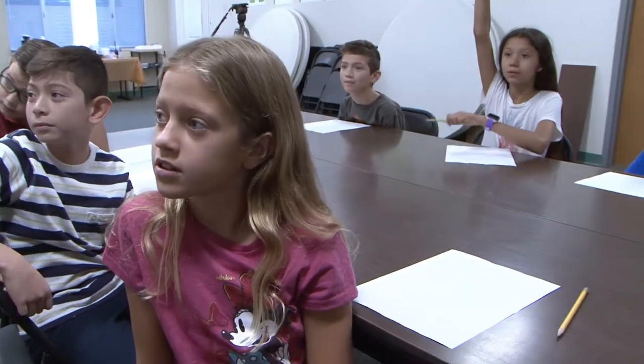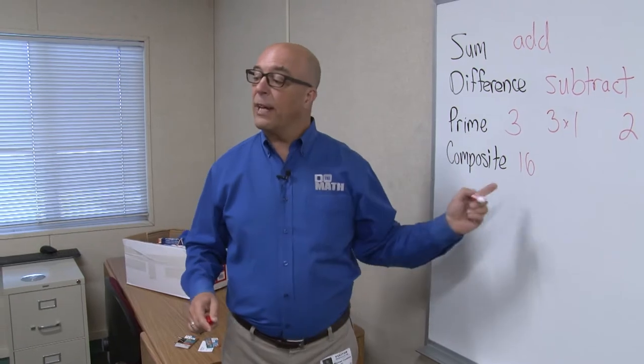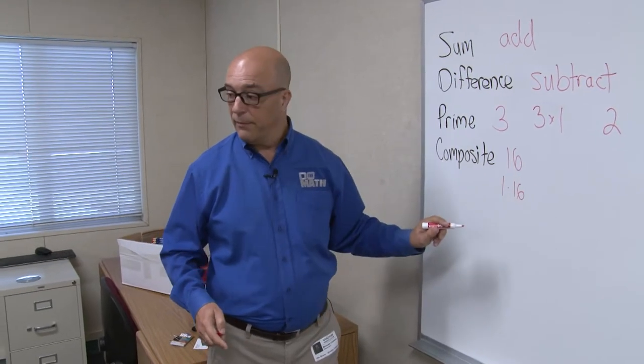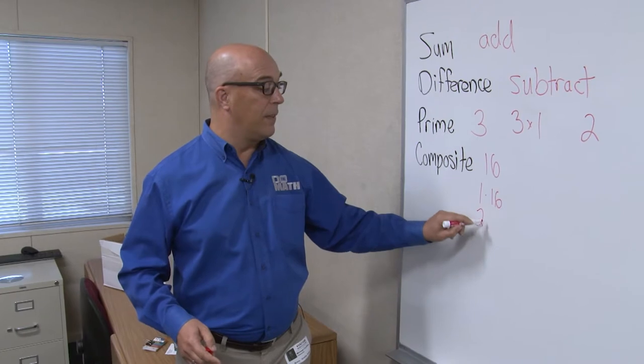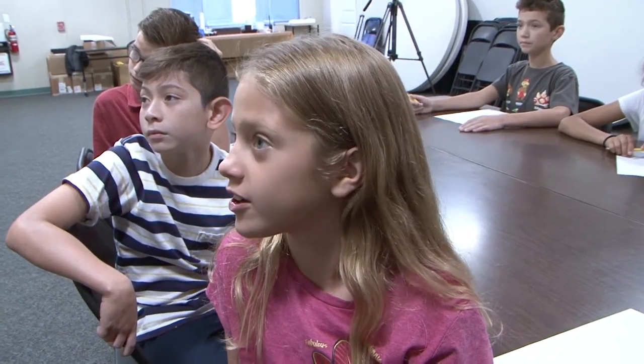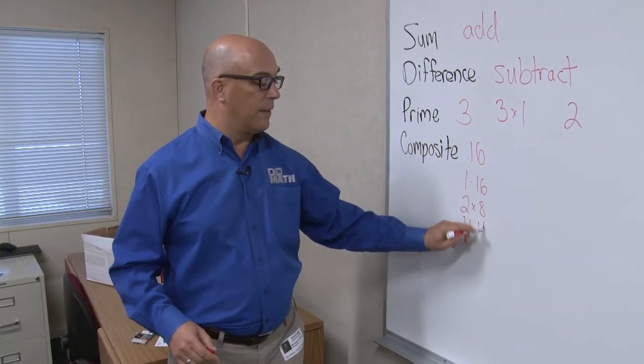7. All right. What about some composite numbers now? 16. 16, right? Now, how do we know that's composite and not prime? Because it has more than 1 times itself. Right, so it has other factors, numbers that go into it, right? Because we can go 1 times 16, and what else can we do? 2 times 8. Anything else? 4 times 4. We've got 1 times 16, right? So we have all the factors up there, right?